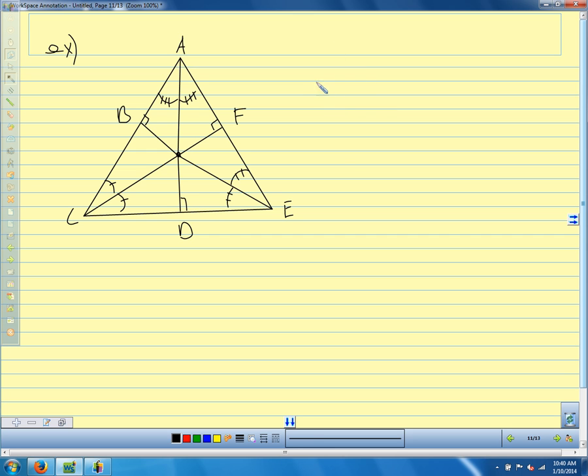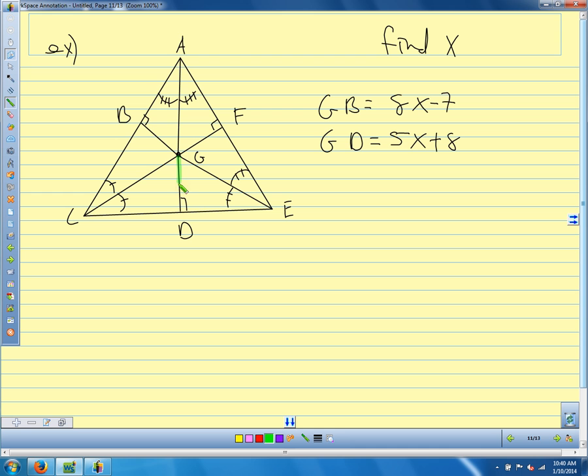And we know that GB, this point is G, GB is 8x minus 7, and GD is 5x plus 8. And for this one, we'll just say find x. So here are the segments that we're looking at.